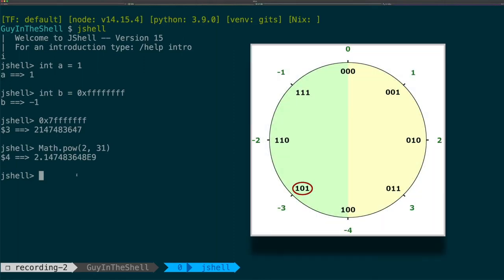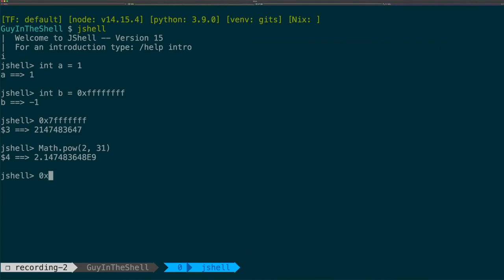Now, if all is logical, we can take the symmetrical number on the wheel. That's the number that starts with a 1, has all zeros, and finishes with a 1. In hexadecimal, that would be 0x8, then 6 zeros, and I'm missing one, and then a 1. And that's the same number with the minus sign.